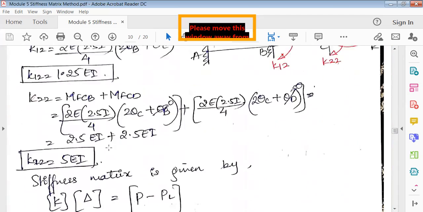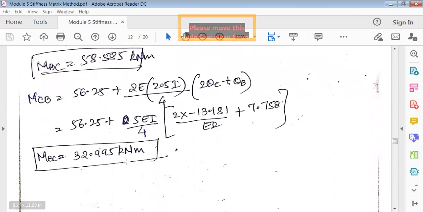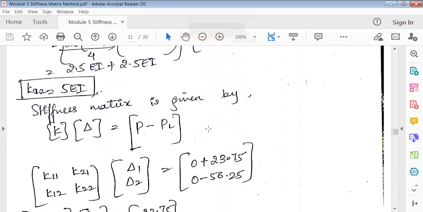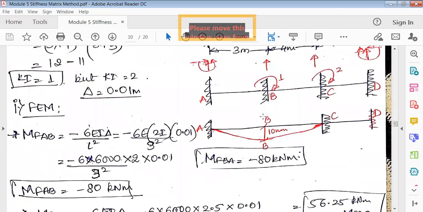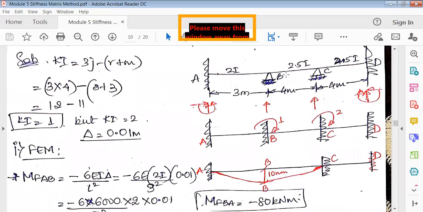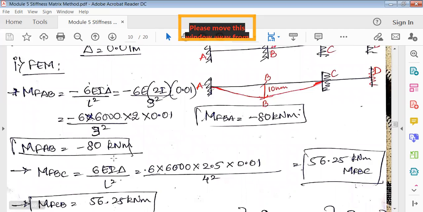Okay, so once you calculate all the moments, just check whether BA and BC are equal and opposite. If they're equal and opposite, then what you have done is right. All right, so with this we end the sinking of the support. In the sinking of the support, be careful, first draw all these diagrams one by one. In this case it's a simple problem because there are absolutely no external loads acting. In case external loads are acting, you have to consider the external loads along with this factor, that is minus 6EI delta plus 6EI delta, both you have to add if you're considering the external loads.